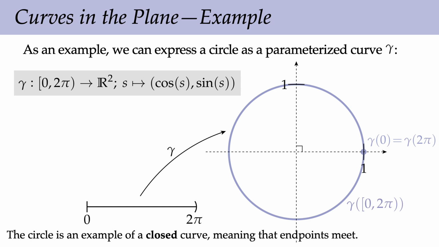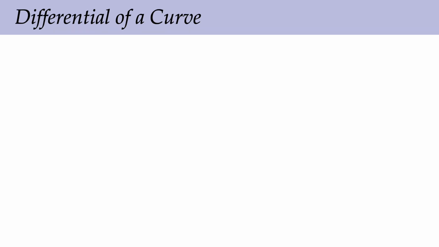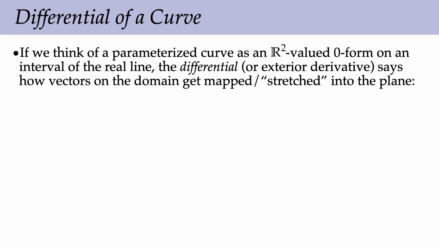Okay. Our next basic property of a curve is going to be its differential. So we're talking about differential geometry. How do we understand shape? How do we analyze it? Well, we do it by looking at derivatives. So if we think about a parameterized curve as an R2-valued zero-form, okay, kind of a fancy thing to do, but all we're saying is on the interval of the real line, we stick in no vectors, we get out a point in the plane. Okay, you can think of that as a zero-form if you like.